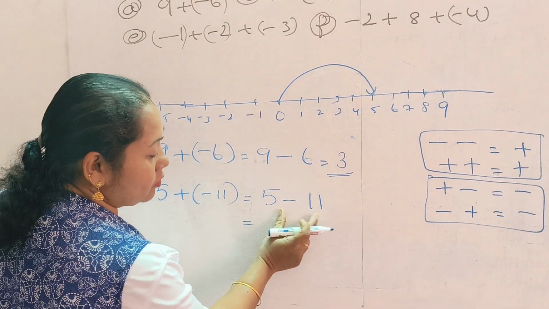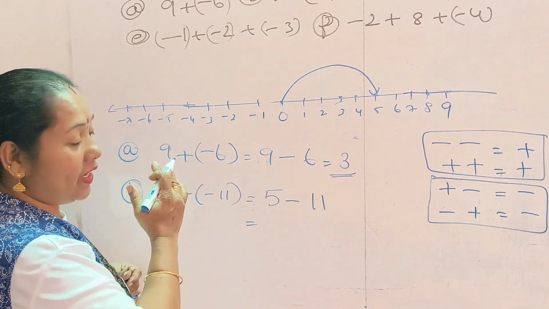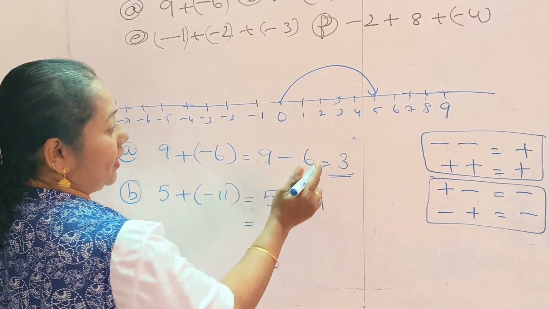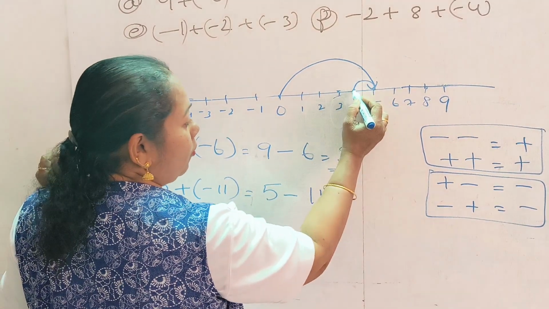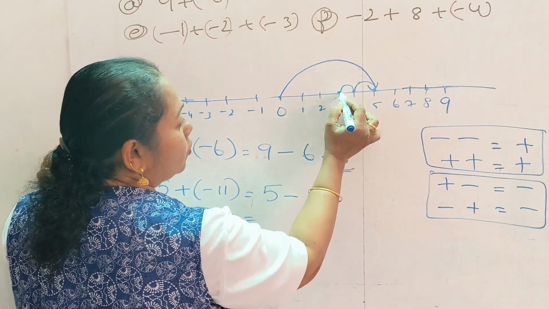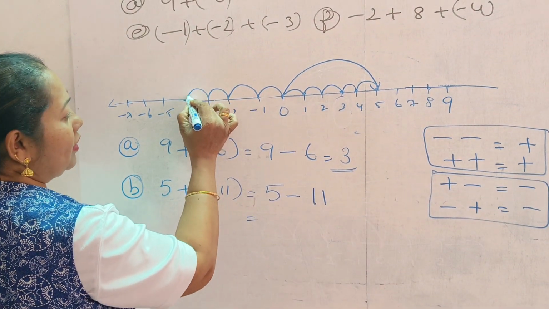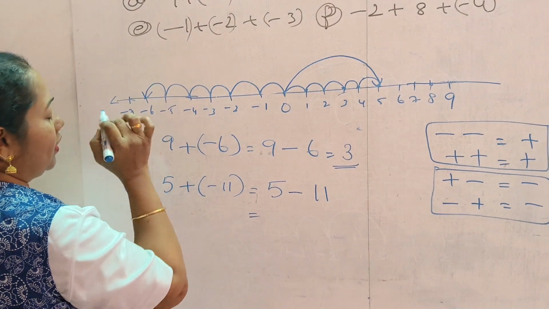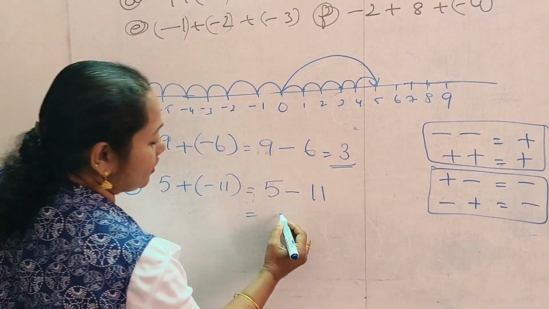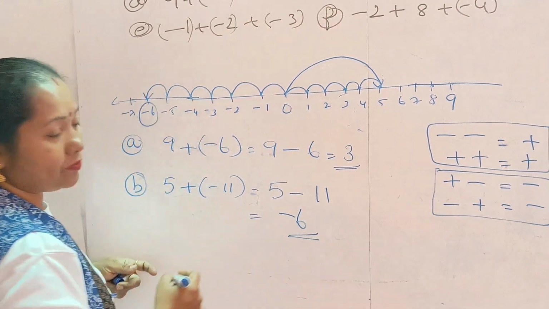Now this is minus. Minus means we have to go towards left side. So we have to go to the left side. How many numbers? 11 numbers. 1, 2, 3, 4, 5, 6, 7, 8, 9, 10, 11. So we got minus 6 as the answer.